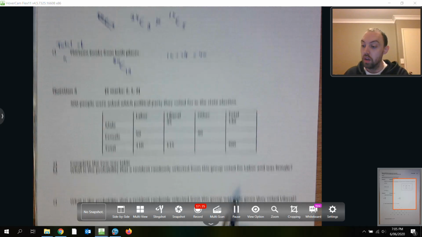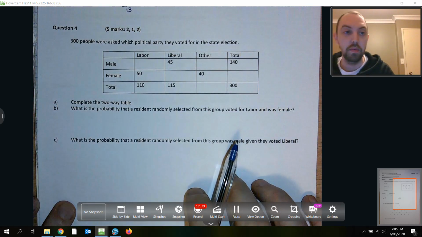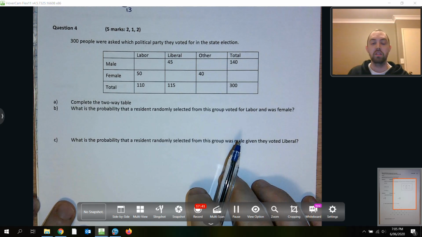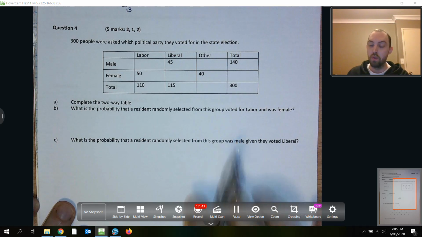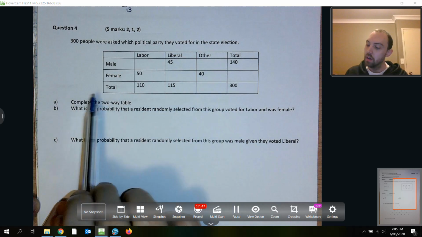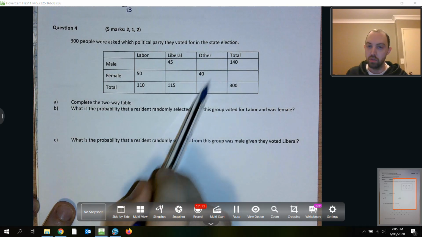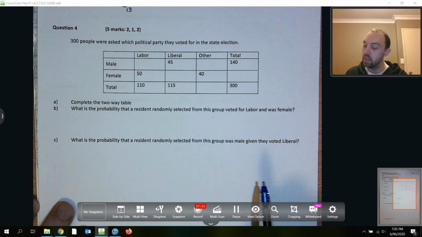Okay. Question 4, we have a two-way table. 300 people were asked which political party they voted for in the state election. Part A, complete the two-way table. So we've got heaps of gaps here in our two-way table. We're trying to fill it in.